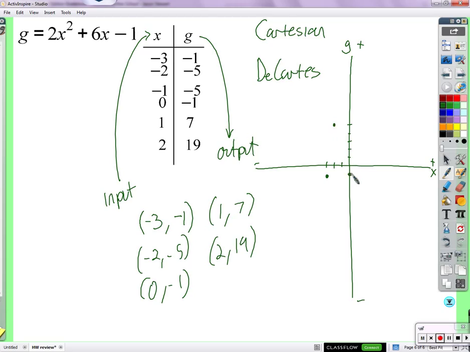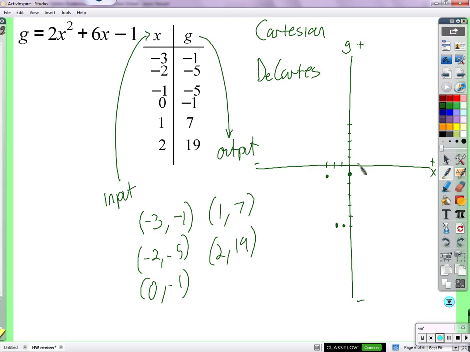Okay. -2, -5, here's -2, go to the left 2, and down 5, there's that point. Then -1, -5, there it is there. Not -2, +5, -2, -5. Now that makes sense.